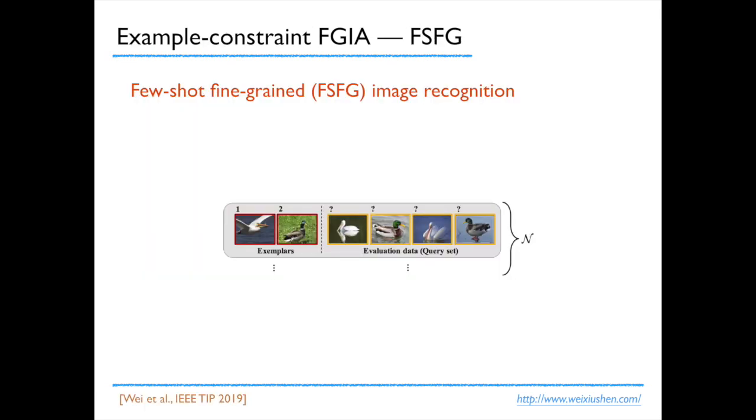Except for the label constraint, we always face the challenge that there are few training images in real-world applications. It corresponds to example-constrained fine-grained recognition. One of the representative tasks of example-constrained fine-grained problems is few-shot fine-grained recognition. The aim of the few-shot fine-grained task is to learn the classifier for a fine-grained category, the bird species in this example, from few exemplar images.